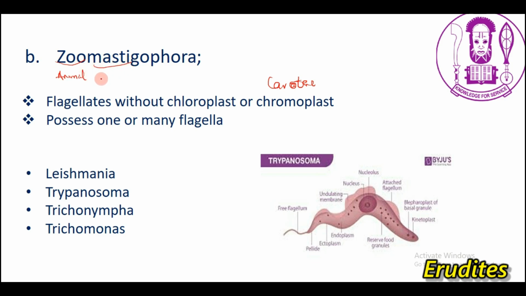Mastis is from the Greek word and it means whip, which in this case we refer to as flagella. Then phora means bearing. So the class Zoomastigophora are flagellates without chloroplast or chromoplast. The protozoa here possess one or many flagella. Examples are Leishmania, Trypanosoma, Trichonifer, then Trichomonas. This is a typical example of a Zoomastigophora. This is Trypanosoma, the protozoa responsible for sleeping sickness.